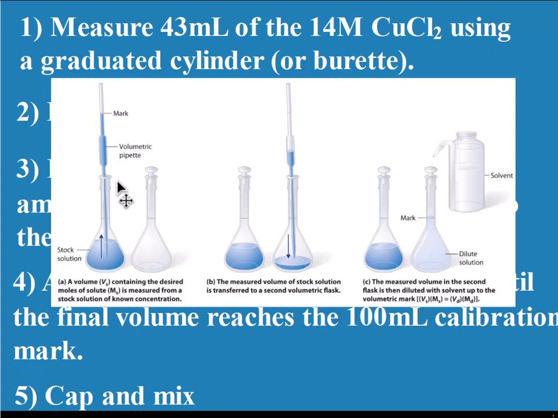So here's a visual of that. In this picture, a volumetric pipette was used to get some solution from the stock solution. Stock solution is also referred to as the concentrated solution. So the more concentrated, I measure out how much I need, and then I put it in my volumetric flask. Once I have that, then I just add some of the water till I reach the calibration mark. Notice that the concentrated solution is darker than the dilute solution.